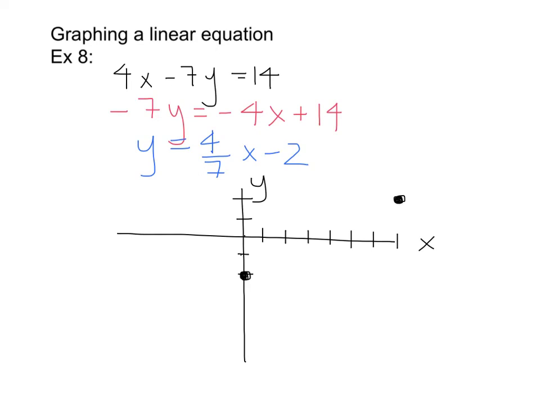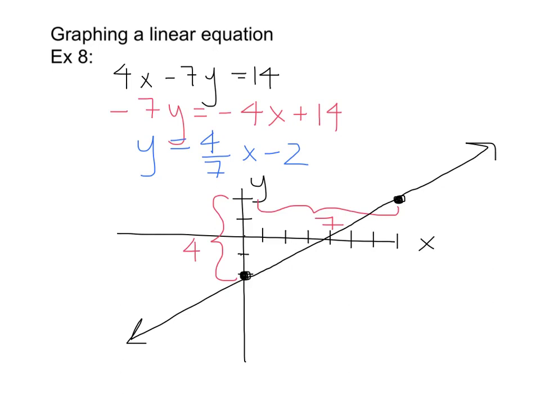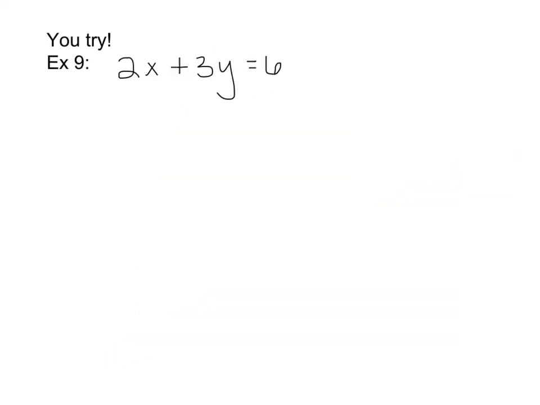Okay, so again, to explain that better, from here to here I rose a distance of 4. From here to here I ran a distance of 7. 2 points make a line, so connect them, and your graph should look like so. It makes sense because if you think about it, I have a positive 4/7 slope and my graph is rising as it's moving from left to right.